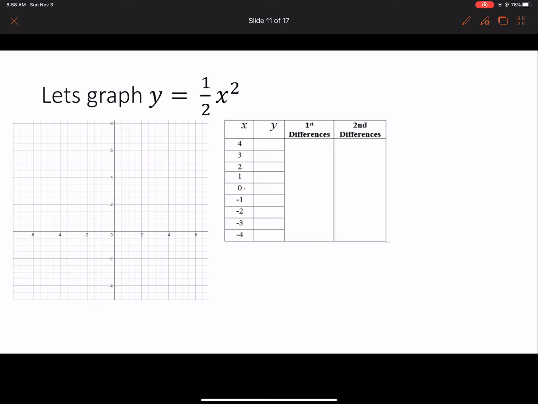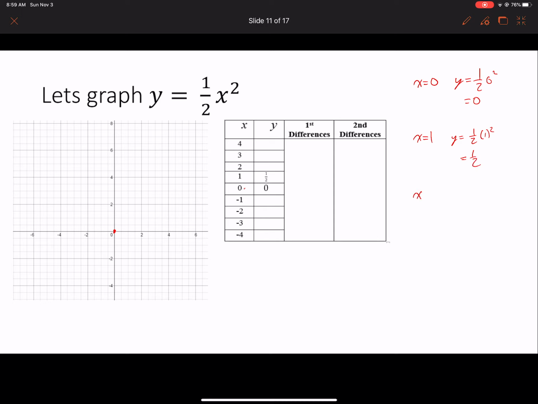What do we end up getting? When x equals 0, y equals half 0 squared, which is equal to 0. So 0, 0 is my first point. My next point is, substitute x equals 1. Y is going to be equal to half times 1 squared. 1 squared is just 1. It's equal to half. That's why I got half there.